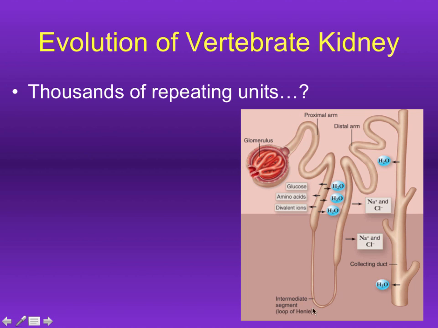We see what's called a loop of Henle. We see what's called a distal arm. Distal means it's far away or at a distance from the glomerulus. And then eventually we see a collecting duct down here, and this eventually filters on into the ureters, which then carry the material off to the bladder.